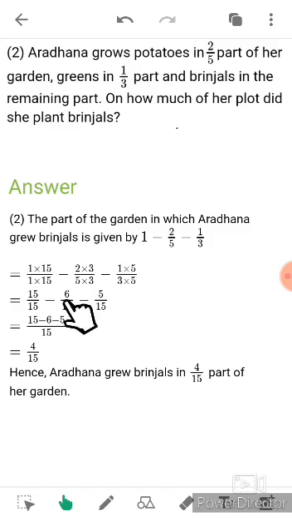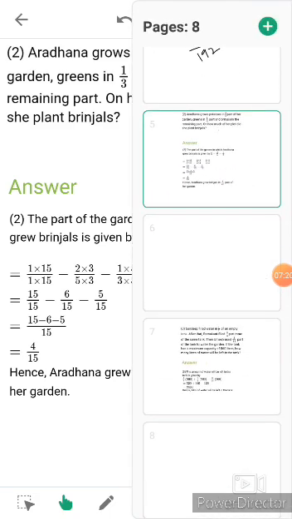So here 15 minus 6 minus 5. So minus minus becomes plus. So 6 plus 5 is equal to 11. Then 15 minus 11 is equal to 4. So here your answer is 4 upon 15 part. Hence Aradhana grew brinjals in 4 upon 15 part of her garden. So students, I hope you can understand. Okay, now the next example, that is the next question.